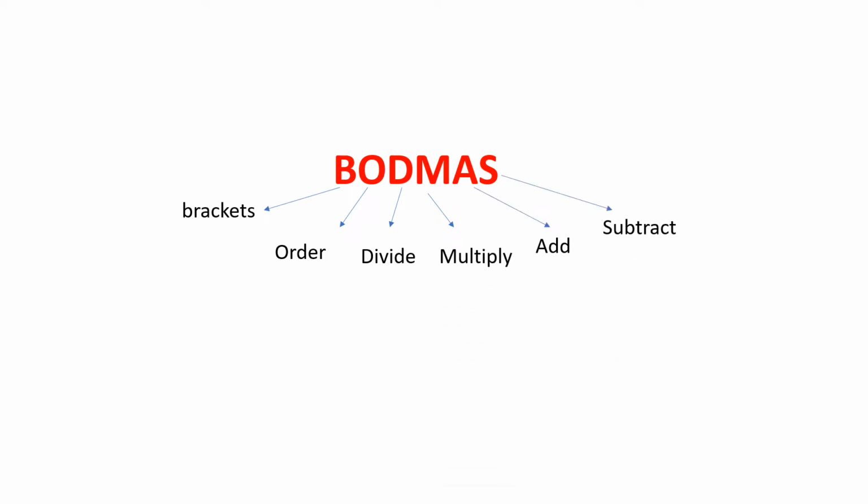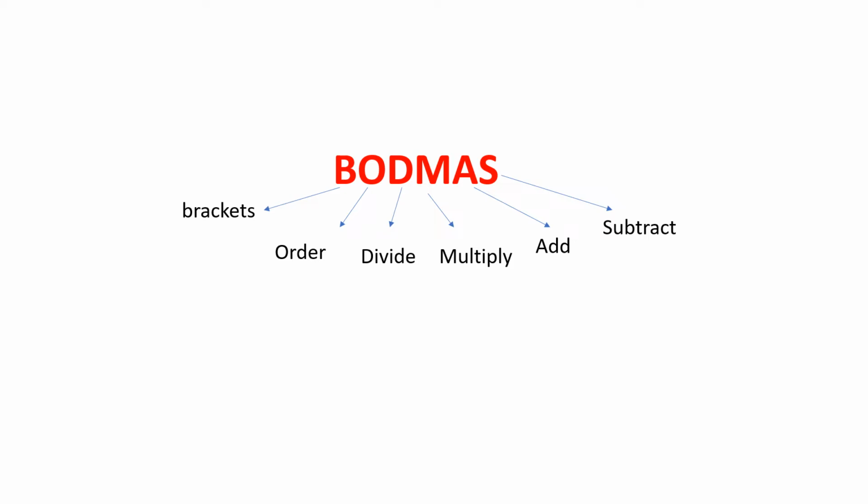Our lesson today is talking about BODMAS. It's talking about order of operations, more practice about order of operations. Of course, you have to know this word, which is BODMAS. You know that B refers to brackets, then O for order, then D for divide, M multiply, A add, S subtract.